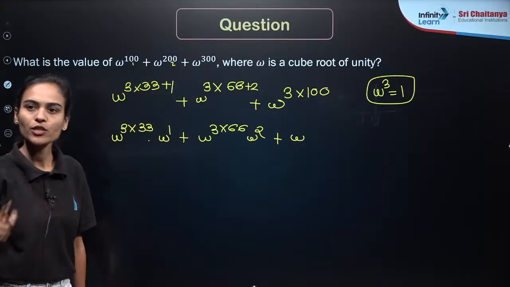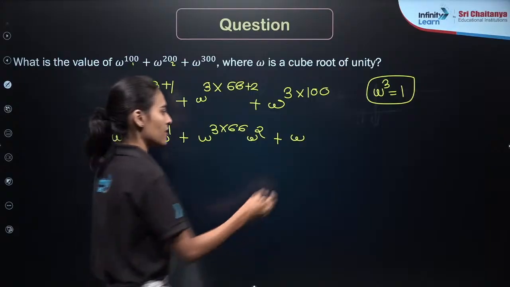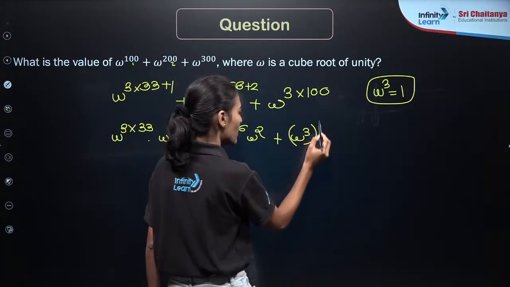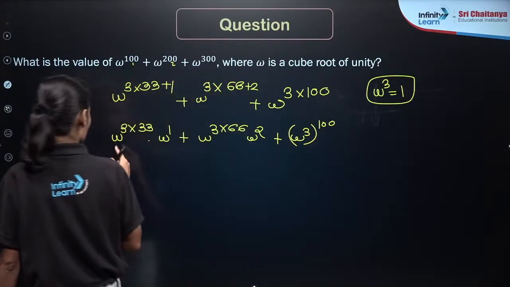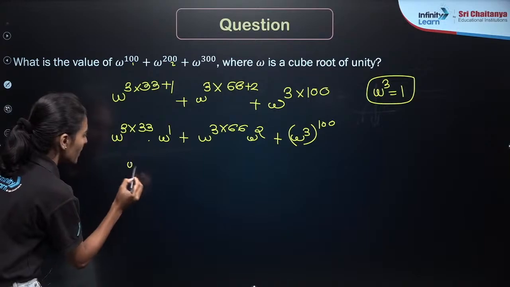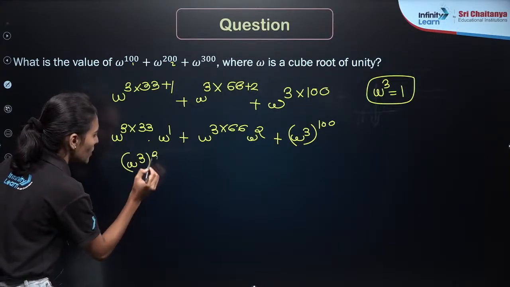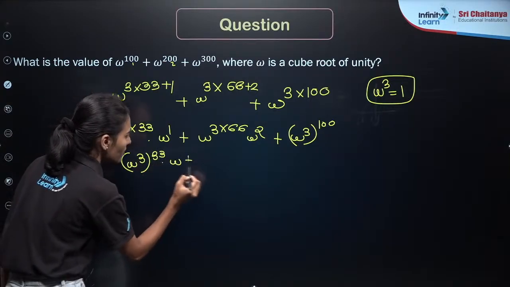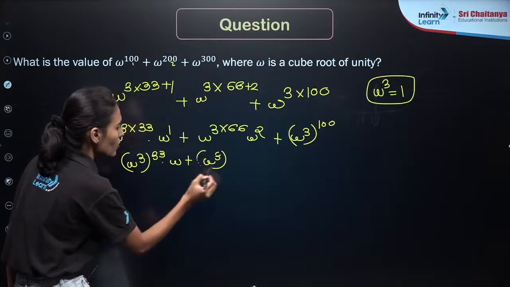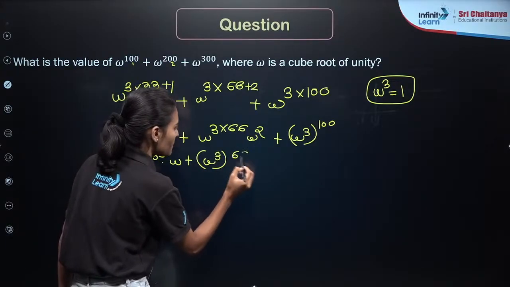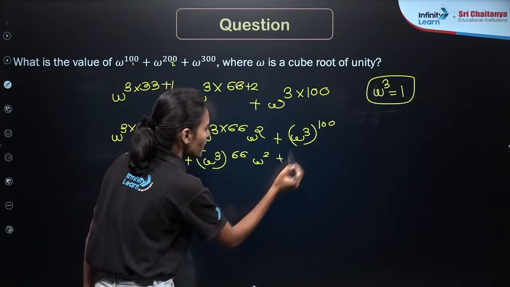A power m into n is a power m whole power n. So it is omega cube whole power 100. So see, omega cube, here you can write this as omega cube whole power 33 into omega. This is omega cube whole power 66 into omega square. Omega cube is 1, right?